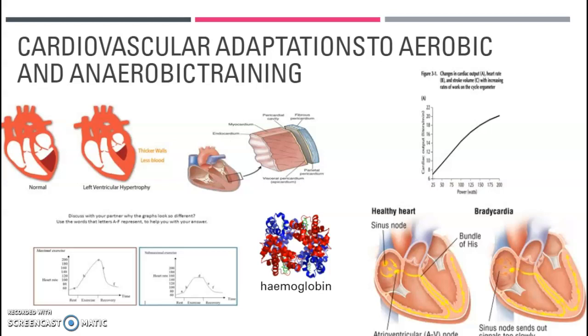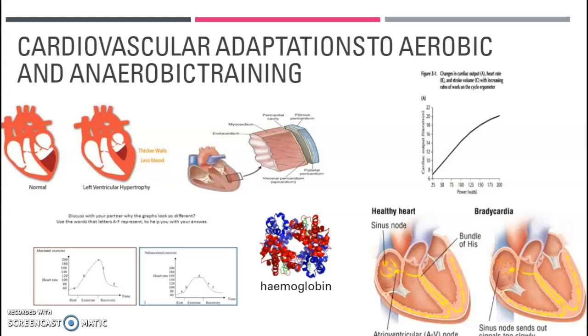The overall adaptation and physiological impact is that the heart doesn't have to beat as often, and as a consequence, there is a decrease in the overall heart rate. This is called bradycardia, and the resting heart rate of a fit and athletic person is around 40 to 45 beats per minute, compared to an average male adult of 70 beats per minute.